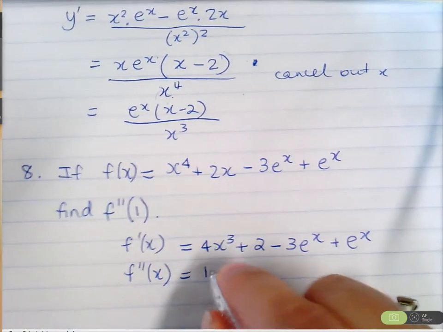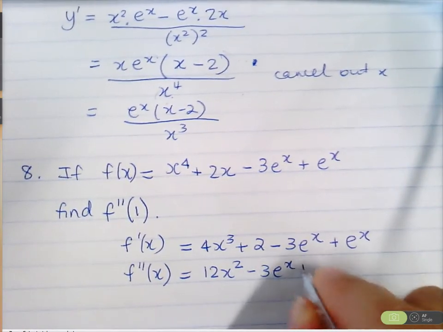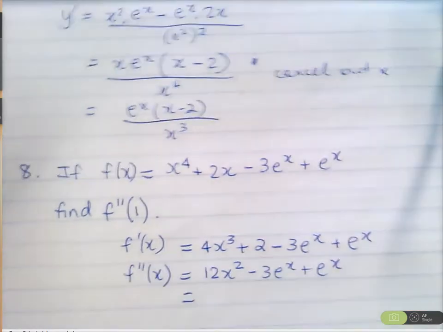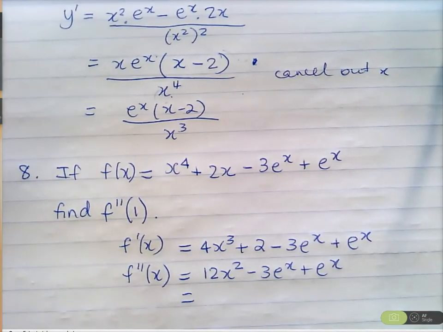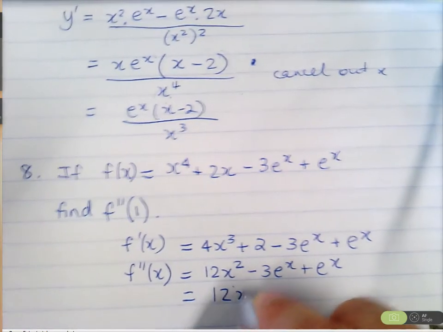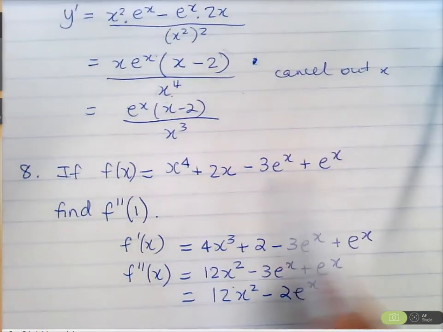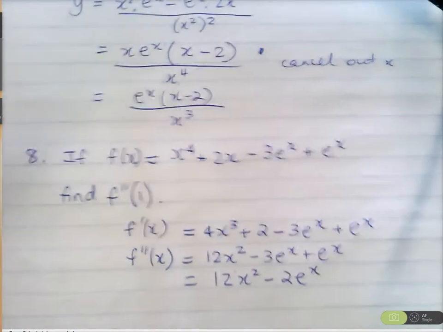F dashed x is 4x cubed plus 2 minus 3e to the x plus e to the x. You know what? What could I have done with this? Haven't I got like terms? Yeah. We can do it later. So I've got, what have I got now? 12x squared. The 2 goes. Minus 3e to the x plus e to the x. They are like terms. Minus 3 lots of e to the x plus 1 lot of e to the x is really just minus 2 lots of e to the x. And I could have done that on the first row, but I made the question up.